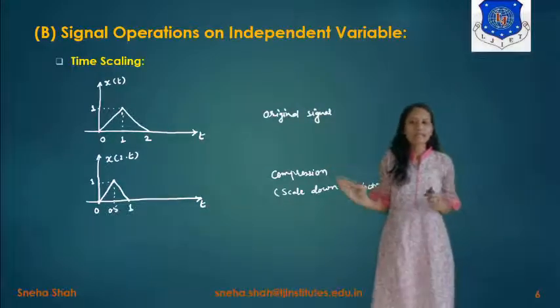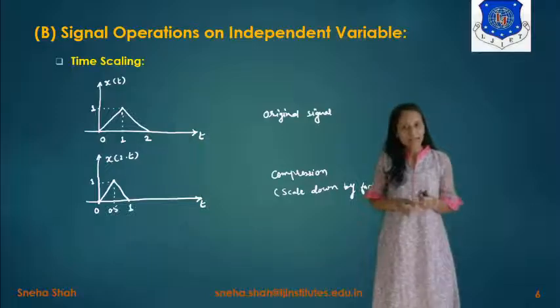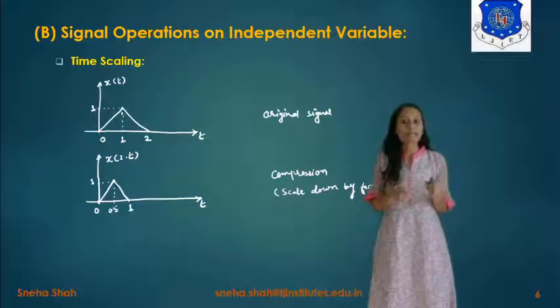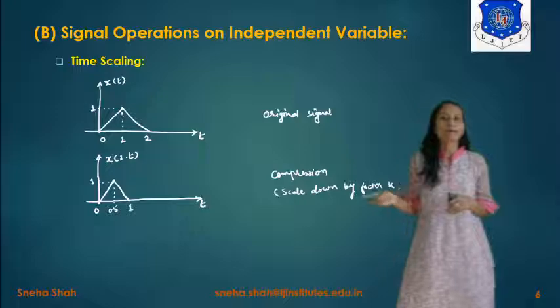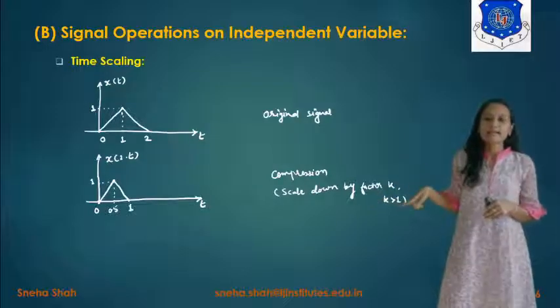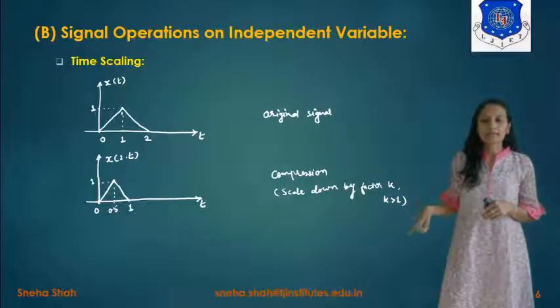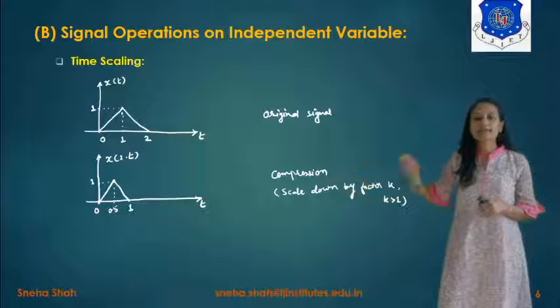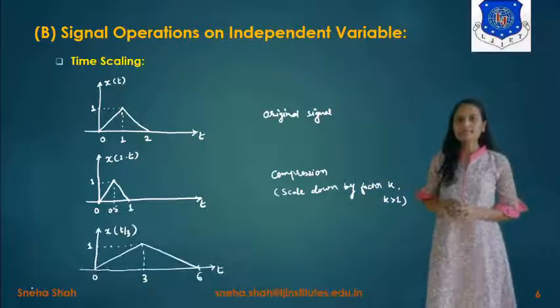So basically, if we multiply t by any factor, it will be considered as scaled down by that factor. Here the value of k will be greater than 1, and this operation is considered as compression.